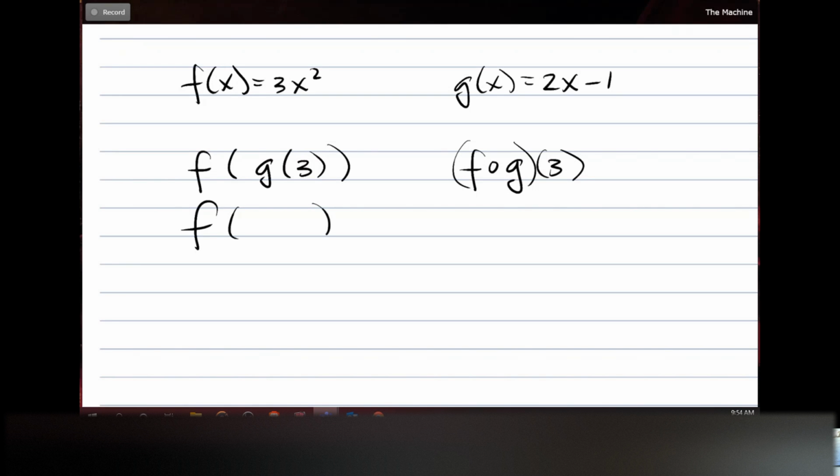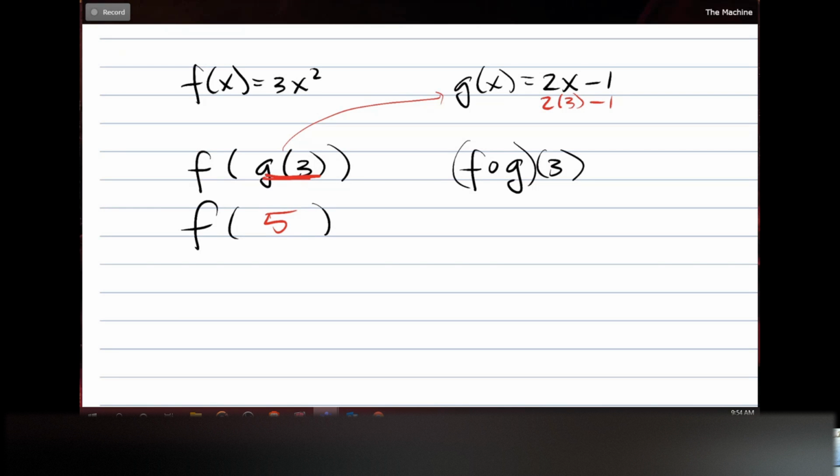It's double digits. Connor, what's G of 3? You had to come over here to the G function and put 3 in. 2 times 3 minus 1? That's 5. Okay, so that's 5. Now, what's f of 5?